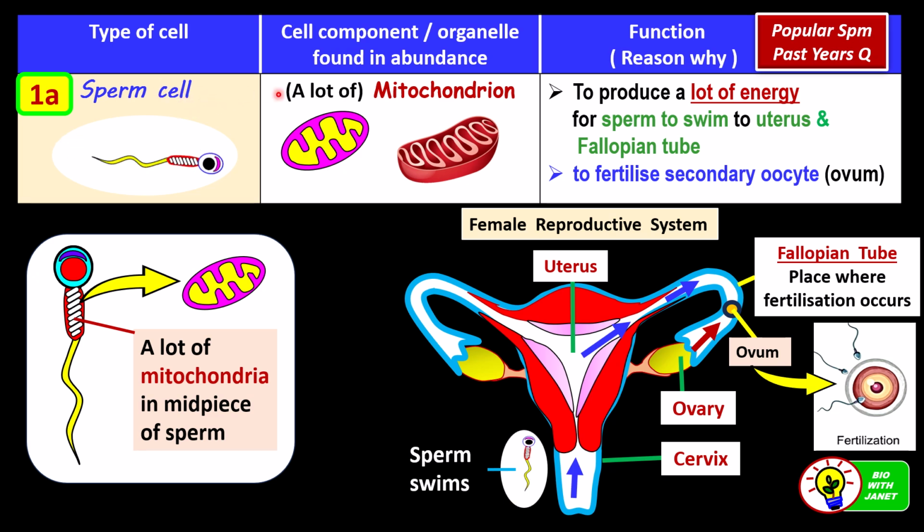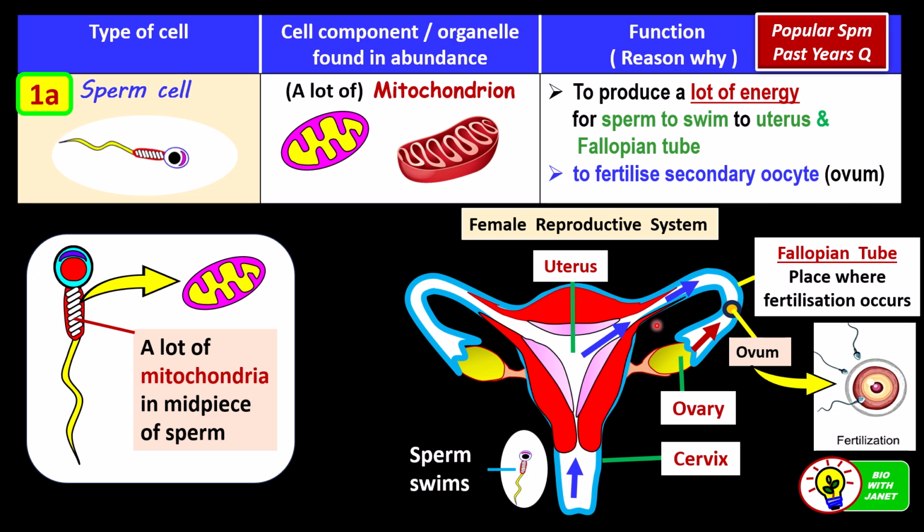So sperm cells have a lot of mitochondria to produce a lot of energy through cellular respiration for the sperm to swim to the uterus and fallopian tube in the woman's reproductive system in order to fertilize the ovum or the secondary oocyte. Secondary oocyte is a stage of development of the ovum, right?